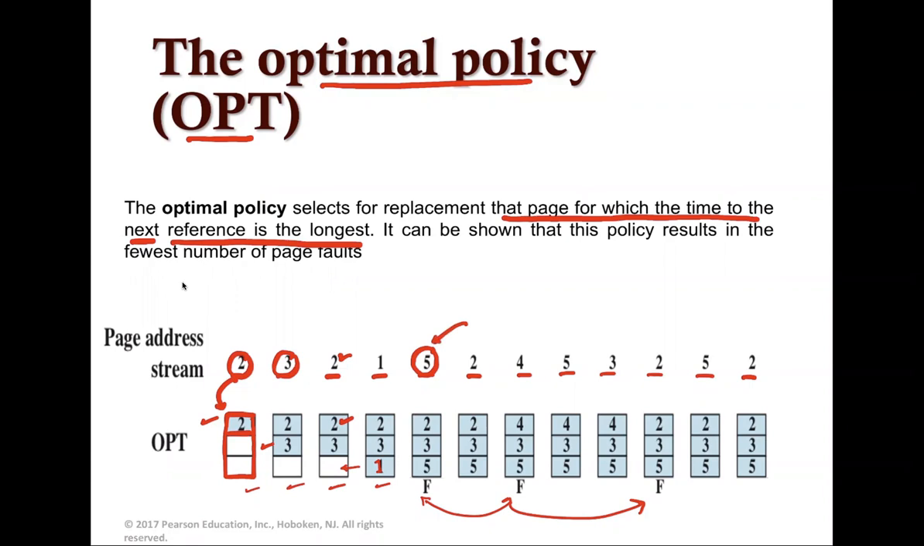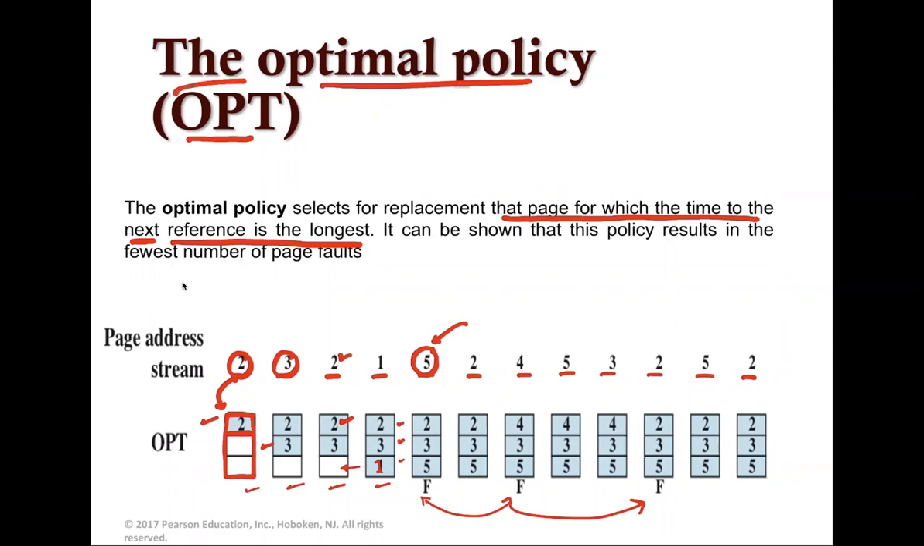So then we will reference page 5. Page 5 is not in the main memory. So to reference this page, we have to load it into the main memory. So we have to extract one of the pages and replace it with page number 5. But the question is, which page to replace? Is it 2 or 3 or 1?